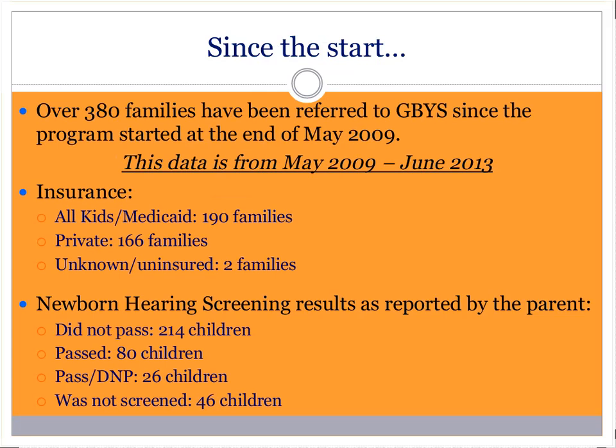Newborn hearing screening results. Now remember, these are reported by the parents. 214 of the families said that their child did not pass. 80 children passed. 26 children passed in one ear and did not pass in the other. And 46 were not screened. And again, 46 might seem like a high number to you, but this is reported by the parents. And some children were adopted and so forth, so that changes the results a little bit too, because other countries don't do screening.